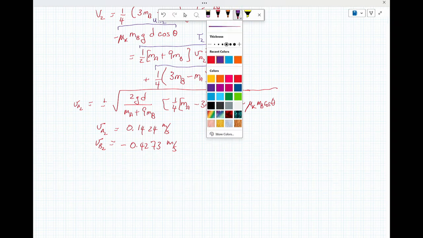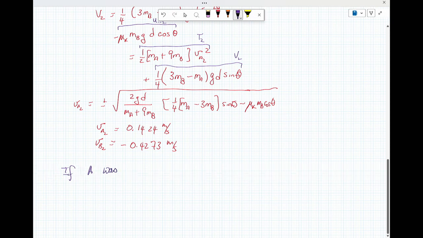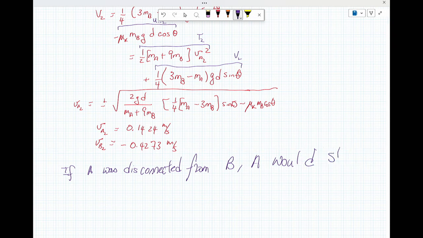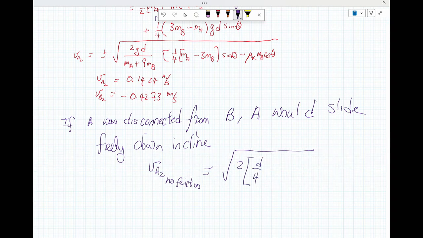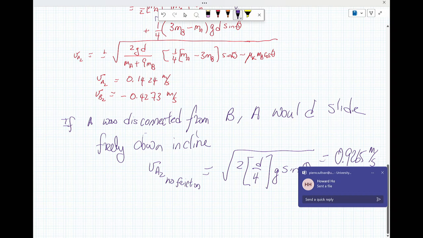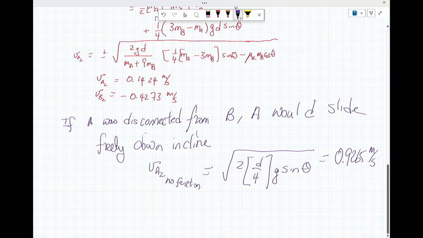So I could look at it just a tiny bit more. So if A... And if I looked at the case where just A was sliding down the ramp, then I would get a final velocity of 0.265 meters per second.